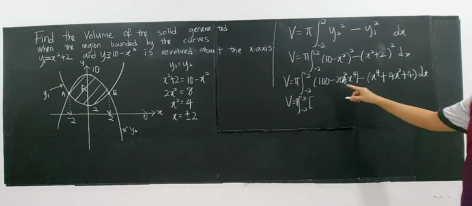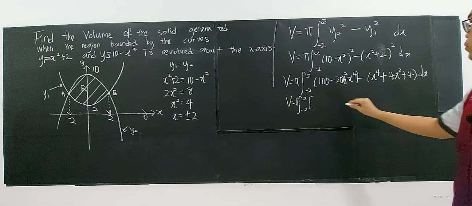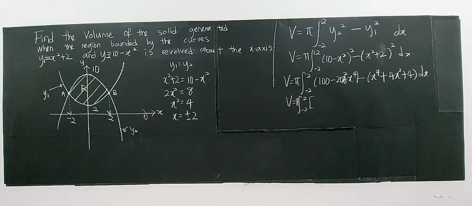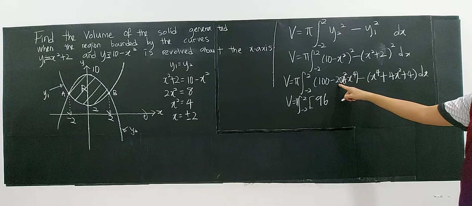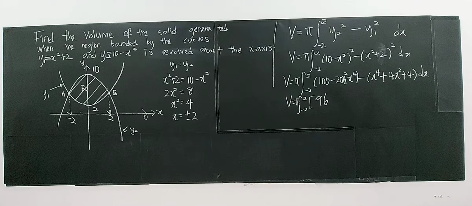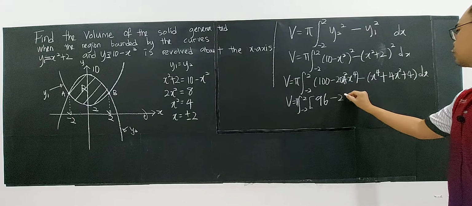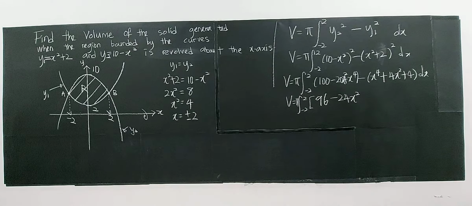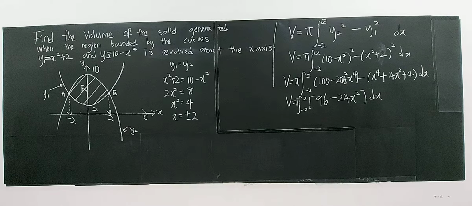So let's simplify, right? x to the power 4 minus x to the power 4 gives 0. Then 100 minus 4 you have 96, and negative 20x squared and negative 4x squared, so you have negative 24x squared. This is the integral that I get after I simplify.